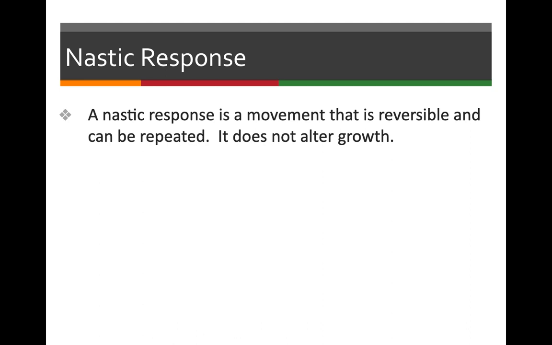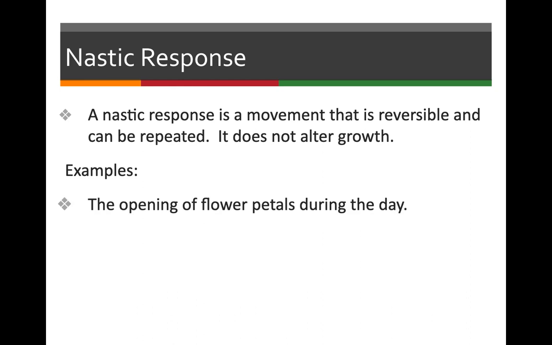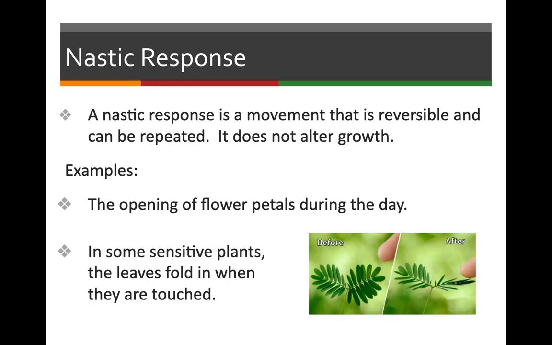These are movements, they're reversible, they can be repeated, and they don't alter the growth of the plant. Some examples are the opening of flower petals during the day. Flower petals open during the day, they close at night, so it's reversible, it happens the next day, it's repeated. Another example are some sensitive plants, where the leaves fold in when they're touched. You might have heard of a touch-me-not plant. They don't like to be touched. You touch them and the leaves fold in. But then once you remove your touch, they'll start to come back.